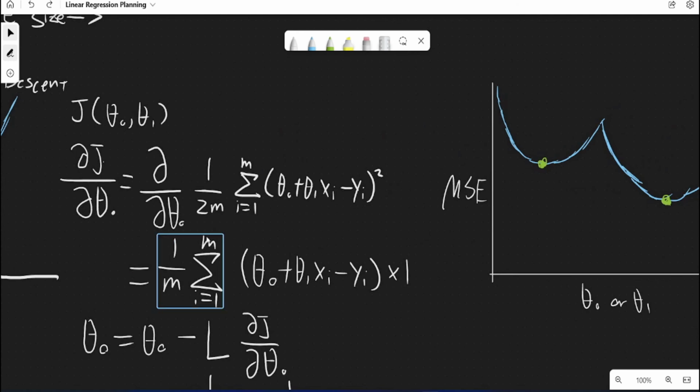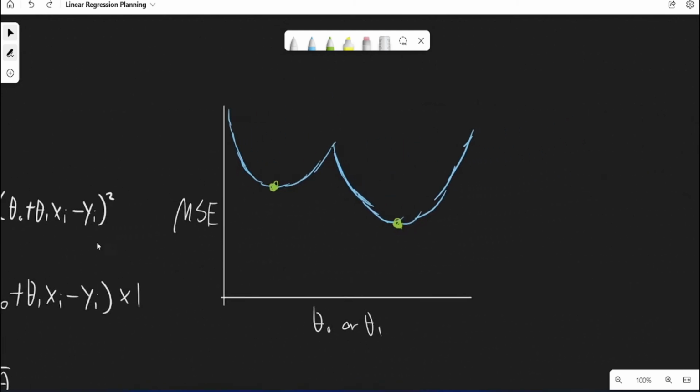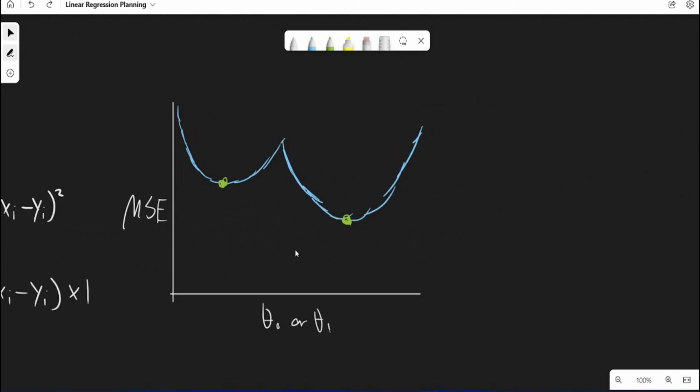For the partial derivative, you can double check on this, but I could be wrong here, so correct me if I'm wrong in the comments. Thank you for that.